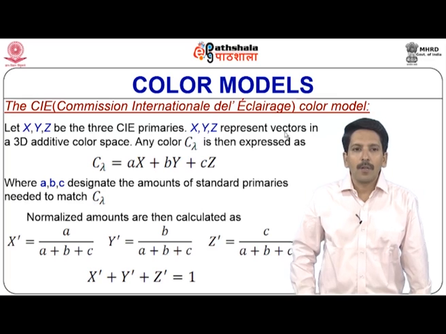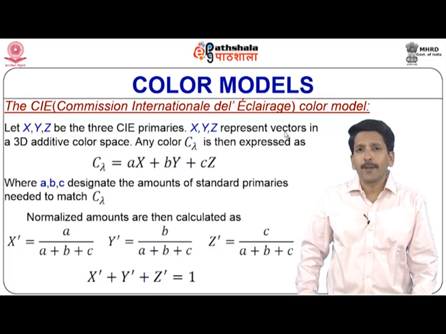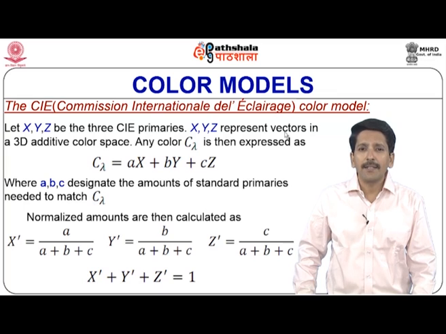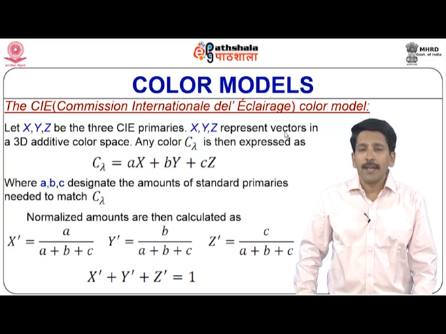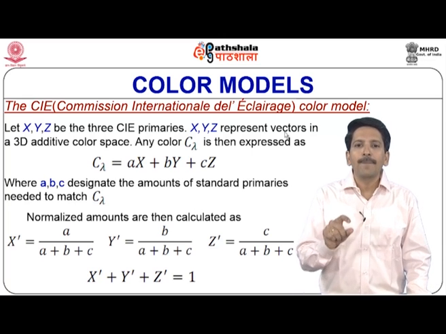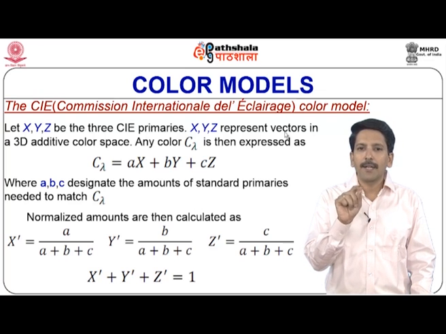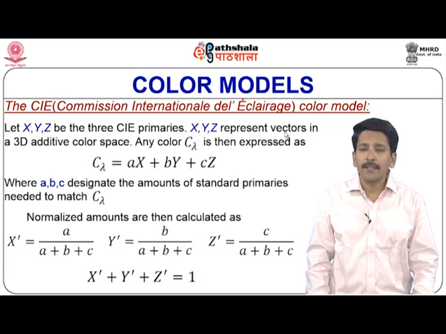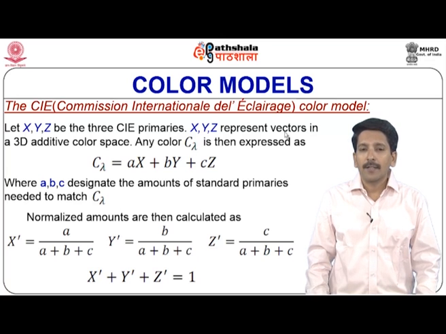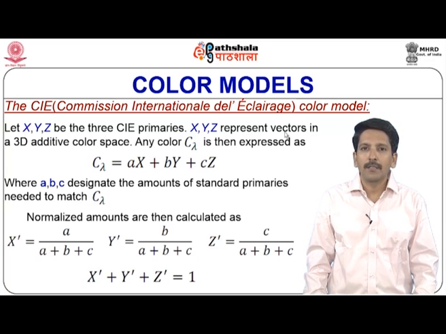The XYZ color model says that the 3 colors are to be added and any color C lambda is expressed as a proportion of X, Y and Z: A is the proportion of X, B is the proportion of Y and C is the proportion of Z. These amounts A, B, C actually are to be determined as per the wavelength, the color choice that we want. So where A, B, C designate the amounts of standard primaries that are needed to match the color C lambda.